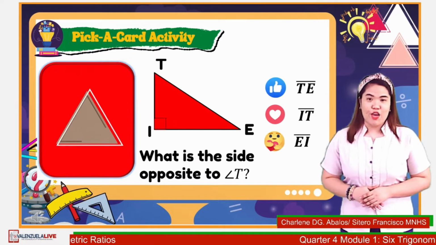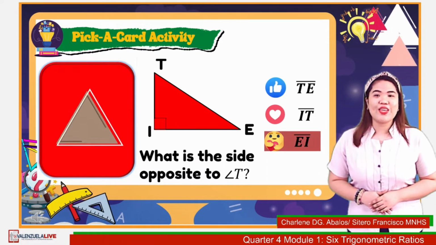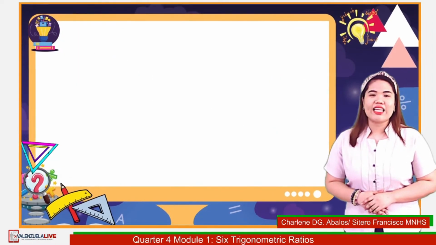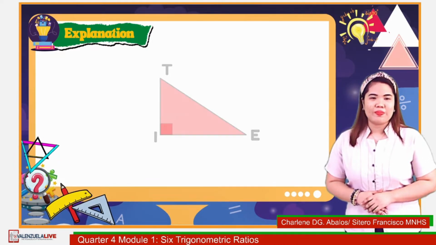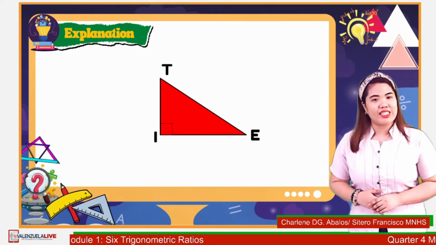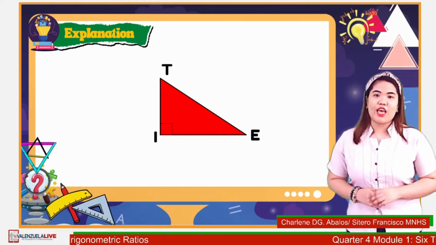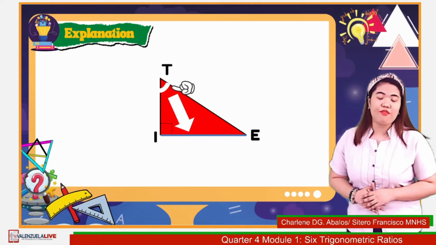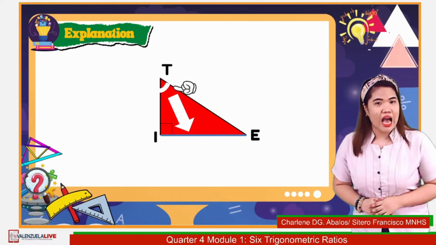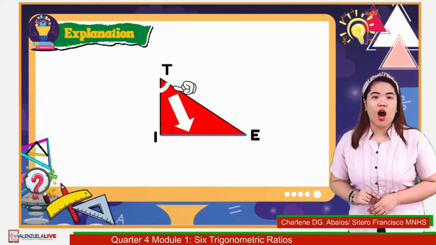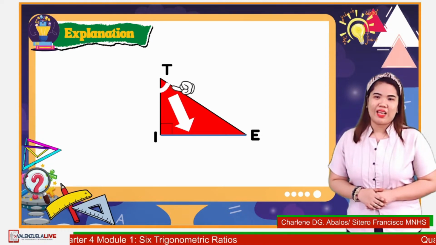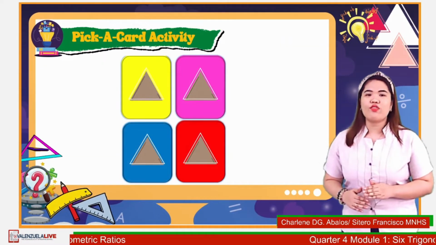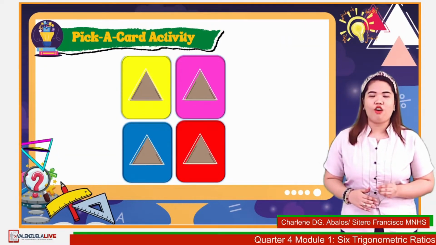Time is up. If you click care reaction, then you are correct. Given the figure, triangle TIE, you were asked to find the opposite side of angle T. If this is angle T, the side across the given angle is segment EI, which is considered as the opposite side. Let's go back to the set of cards. We are done with red card, and let's reveal the piece of picture.